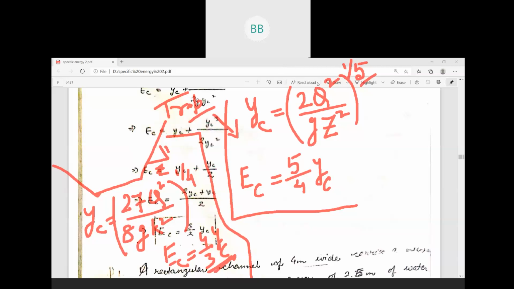So we are going to end this meeting here, and after 5 minutes we are going to join again, and then we are going to solve numericals related to specific energy.